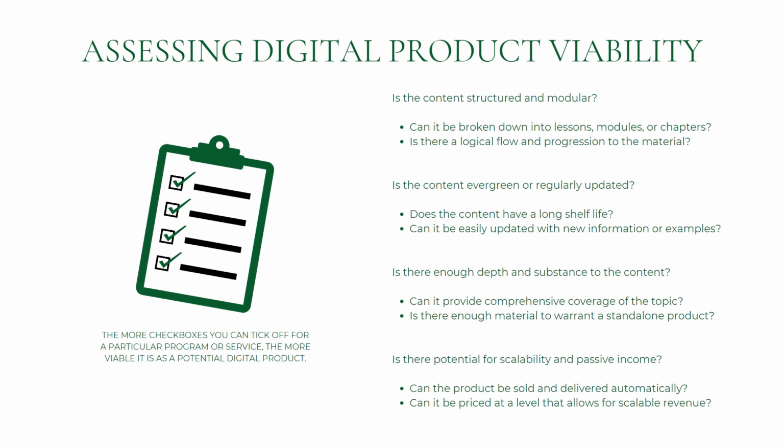Versus after the boot camp is done and we fix this up as a course and add more to it and have it as a full course. Now this is something that can be sold and delivered automatically, right? Can it be priced at a level that allows for scalable revenue? Absolutely. Because not only can I sell the Silent Success course, which I believe is going to be $199, that's where we're going to start, right?